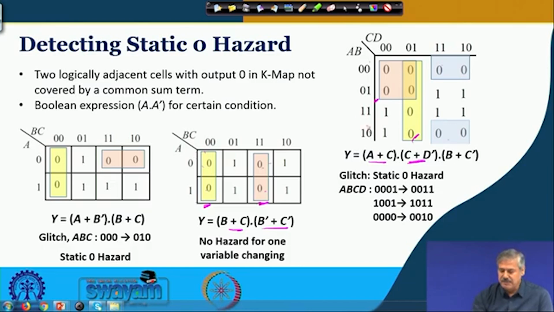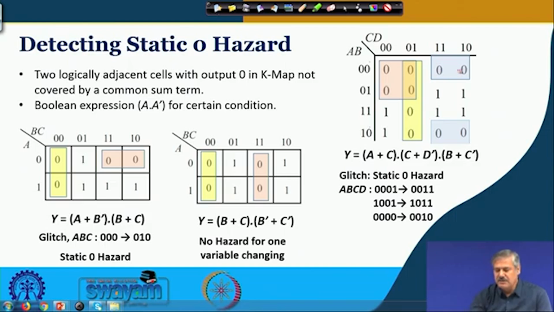Between them, B and C remain, with 0 0, so B plus C is remaining with C prime. So, this is the third term that we are getting, which is covering all the zeros. This is the optimized expression, but does it have a static 0 hazard? For that, what do we need to examine? We need to see whether the logically adjacent zeros are covered by common sum terms or not.